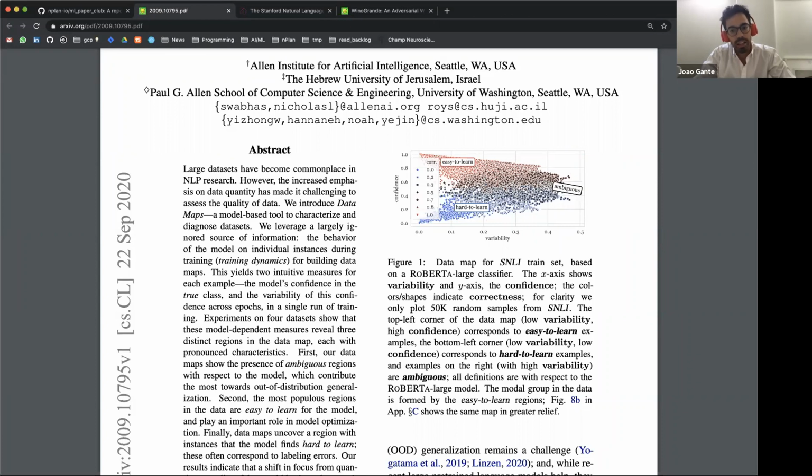And then they categorize the most interesting, the third group, which are the ambiguous samples, which typically have average confidence, but are not restricted to it. You can have samples with relatively high confidence and samples with relatively low confidence. But the key characteristic is that they have high variability. So as the model is being trained, they change a lot. And they categorize these samples as ambiguous samples.